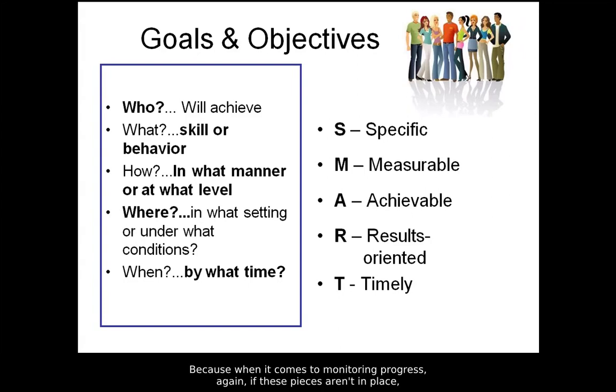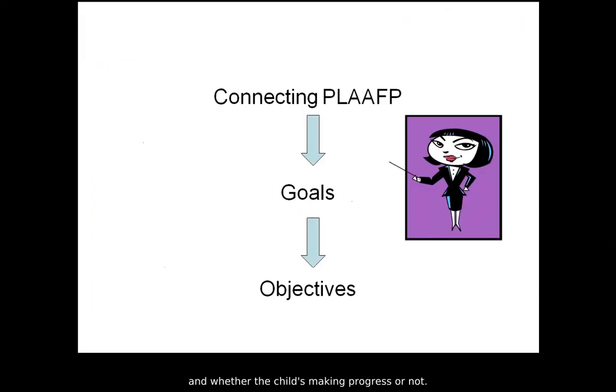Because when it comes to monitoring progress, again, if these pieces aren't in place, we're going to have lots of gaps in our conversations about progress monitoring and whether the child's making progress or not. So here's just a visual. You're connecting the PLAF statement, present level of academic achievement and functional performance, to those goals. What are the overall goals? Reading, writing, behavior. What is it that we want Kelly to achieve in this 12-month school year period? And the objectives are the specific skills Kelly is going to learn, Kelly's going to be taught.